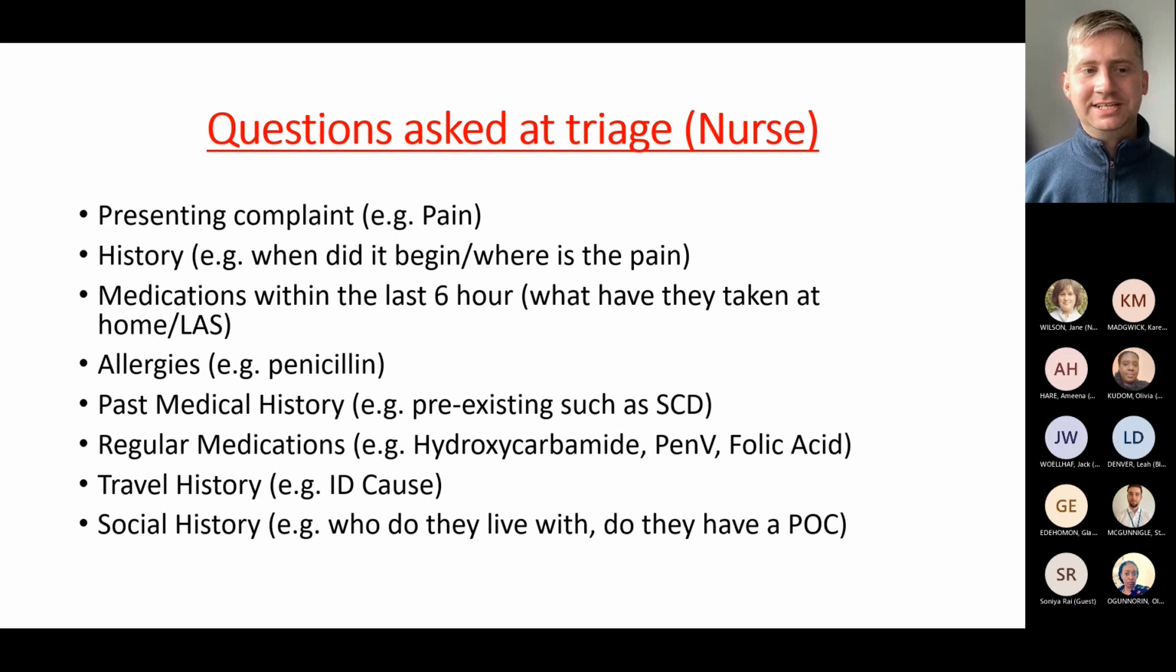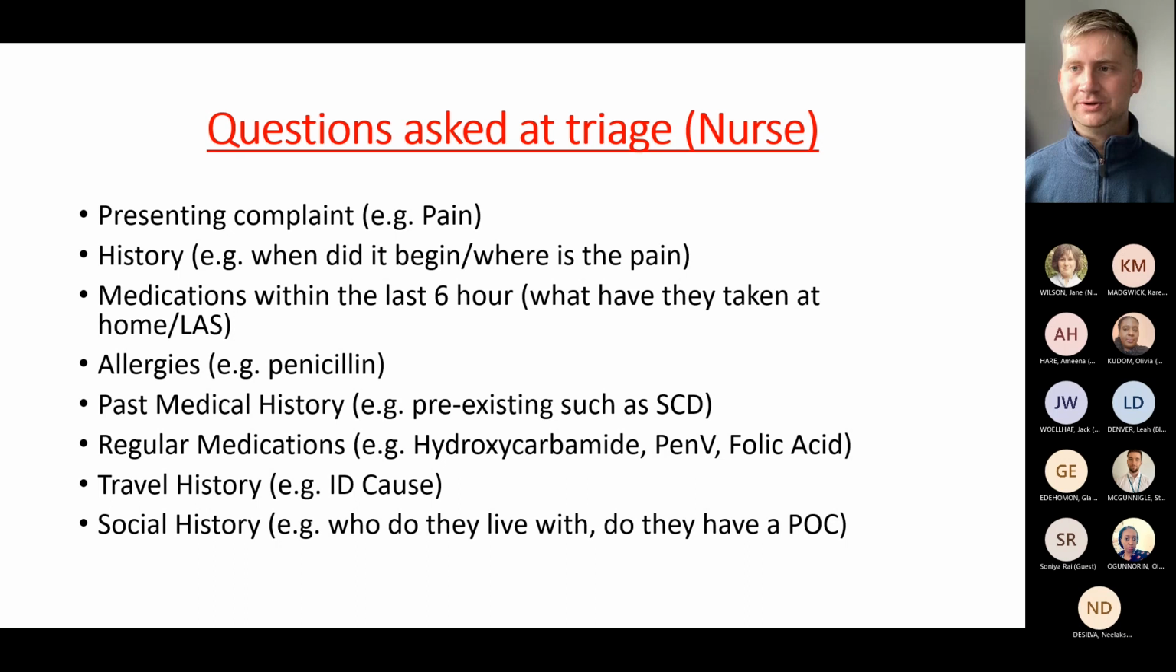Then we like to know what the medications are in the last 6 hours. So we need to think about what have they had at home? Are they on any regular medications at home? Are they on home opioids, for example? What might LAS have given them? So LAS might have given them some subcuts, they might have given IV opiates, they might have given some Entonox. So we need to be mindful when we're prescribing the initial doses, what they've already had, so we don't overdose them and cause a respiratory suppression. Allergies as well, it's one of the common questions that is asked, whether or not we might give them something that they might react to.